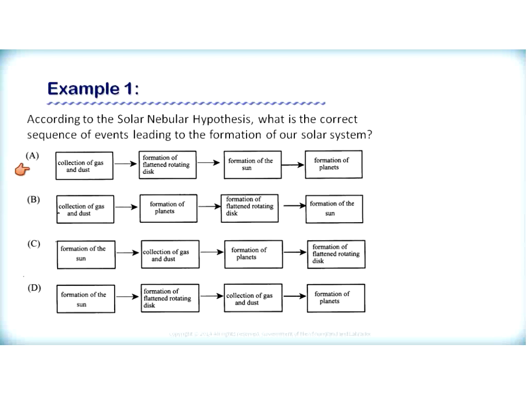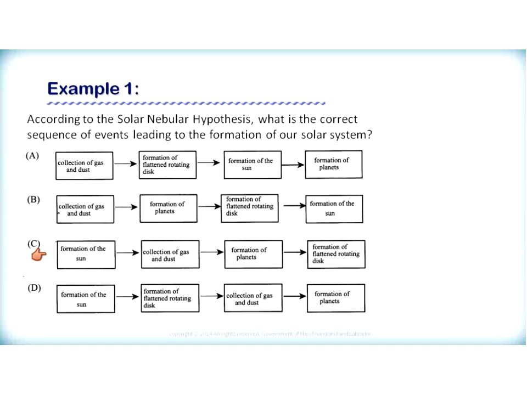Choice A states that we had a collection of gas and dust, which eventually formed into a flattened disk, which then formed the sun, which then formed the planets we see today. Choice B states we had a collection of dust and gas, which formed into the planets, which eventually flattened into a disk and formed the sun that we see today.